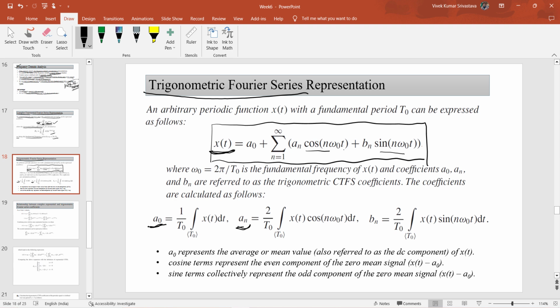Okay, and this can be easily determined by this expression, that is 2 over T naught integral x of t cos of n omega naught t into dt. Similarly, b of n can be found out as 2 over T naught integral x of t sine of n omega naught t into dt. Okay, so that's how we can represent any signal in the form of trigonometric Fourier series.